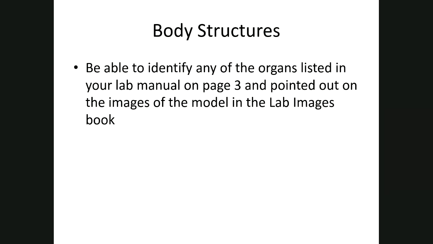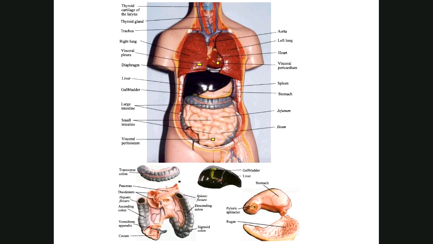So here it says be able to identify any of the organs listed in your lab manual on page 3 or 4. For me, it's page 3 and page 4. It may be different for you, but just look for body structures and point it out on the images of the model in the lab images book. So use your lab images book and find that model. Here's an older view. This one's a little bit older than the image that you have, but here you can see all these different labels. So you can use this to study.